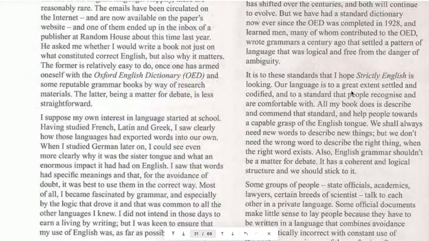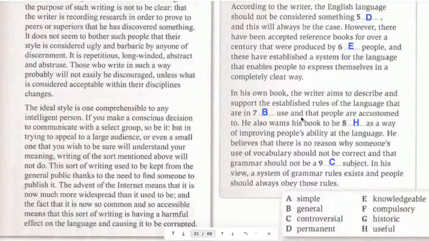Yes, our language is to a great extent settled and codified. Yes, that's kind of similar to the language that is in general use.